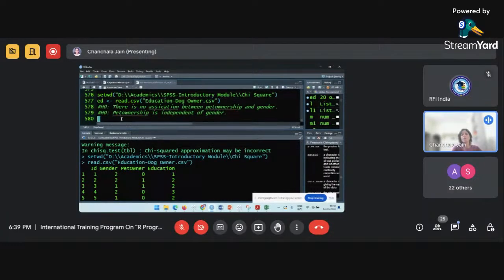Right? These are the two different associations.